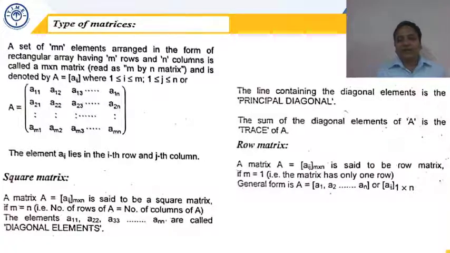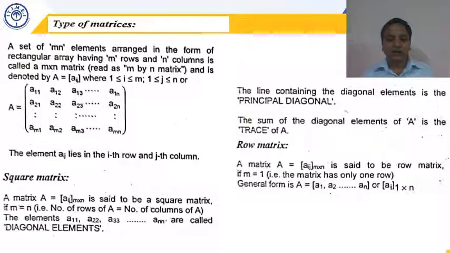Row matrix. A matrix A, m by n, is said to be a row matrix if the number of rows is 1. That means if any matrix has only a single row and any number of columns, it's called a row matrix. We can denote this as 1 into n, where n denotes the number of columns and 1 denotes the row. So any matrix having a single row is called a row matrix.